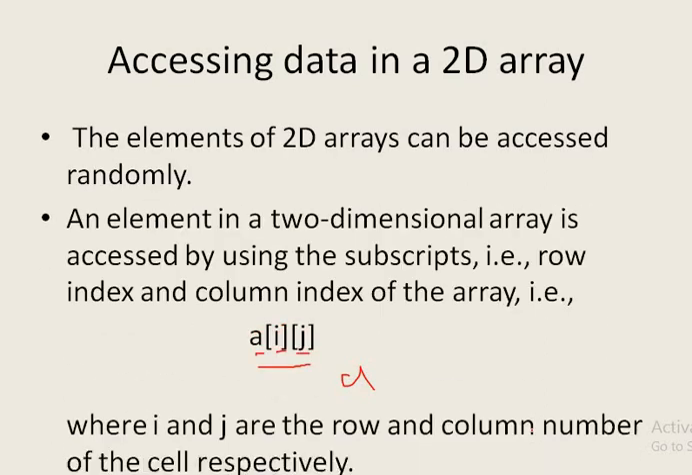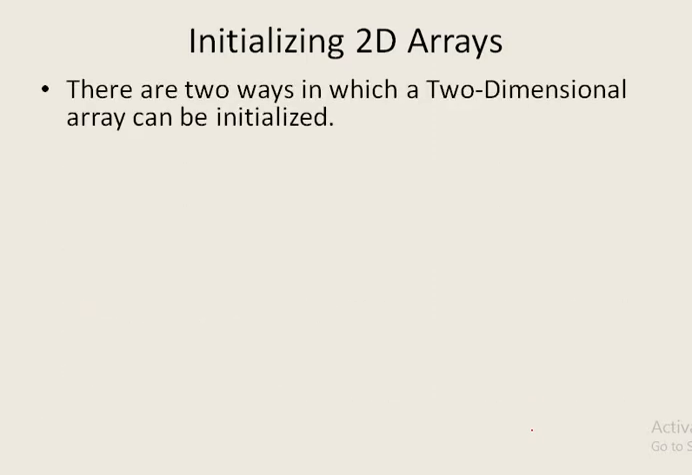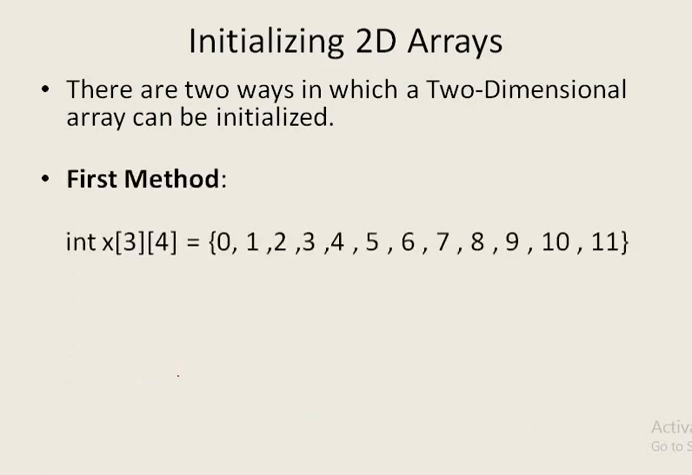Now, let us see how to initialize two-dimensional arrays. Initialization of two-dimensional arrays can be performed in two different ways. The first method is shown here, that is int x of 3, 4 is equal to, and we have given some elements here, and the values of the array will be represented using these elements.